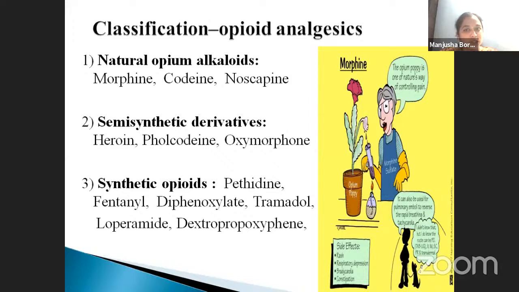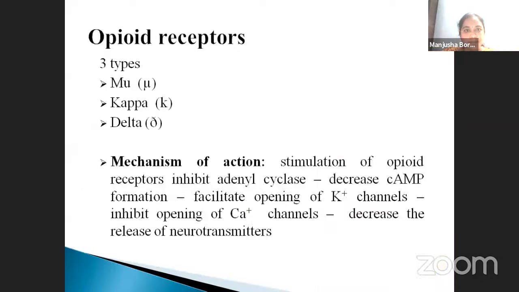On the basis of the source, these opioid analgesics are classified into three main categories. Natural opium alkaloids are morphine, codeine, and noscapine. Semi-synthetic derivatives are heroin, pholcodine, and oxymorphone. Synthetic opioids are pethidine, fentanyl, diphenoxylate, tramadol, loperamide, and dextropropoxyphene. These are the synthetic type of opioid alkaloids.